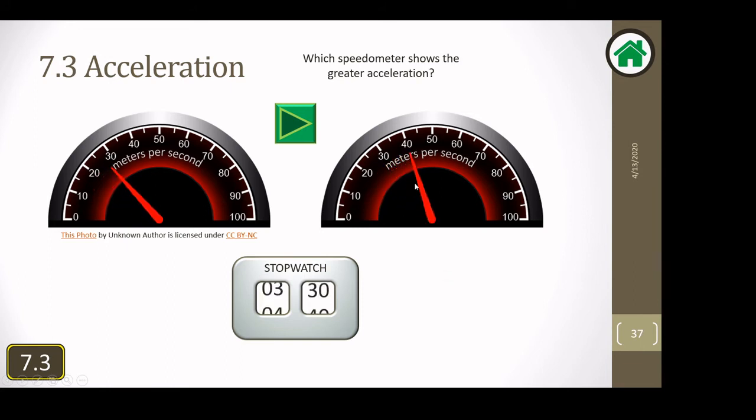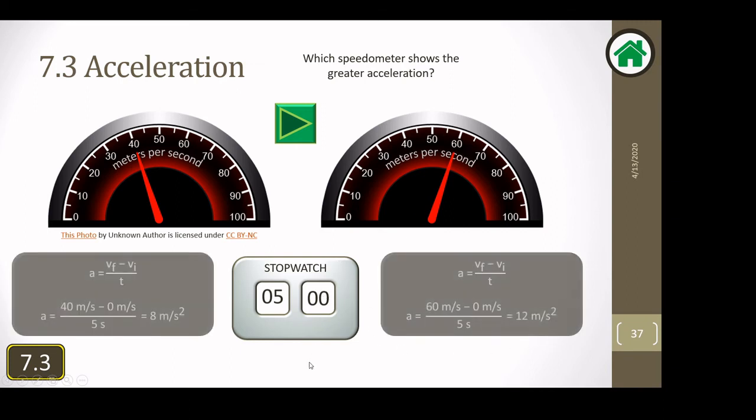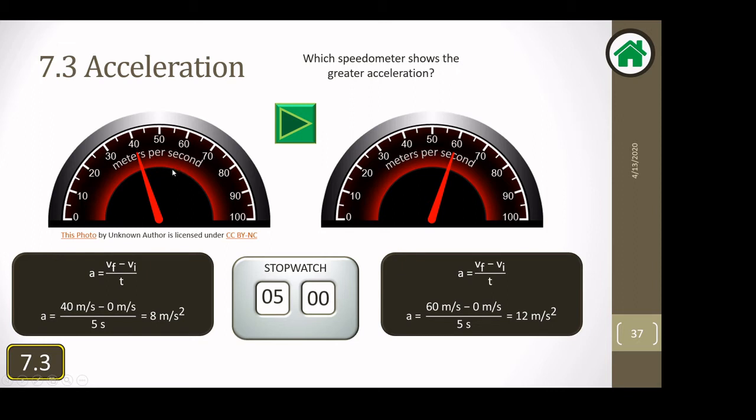So right off the bat, we can see that this speedometer's needle is going up way faster. In a span of 5 seconds, the speedometer on the left went from 0, which was VI, to 40 meters per second, which was VF. So we say its velocity change was 40 minus 0, which is 40 meters per second, and it took 5 seconds. So 40 divided by 5 is an acceleration of 8 meters per second per second. For every second, this needle rose by 8 meters per second.